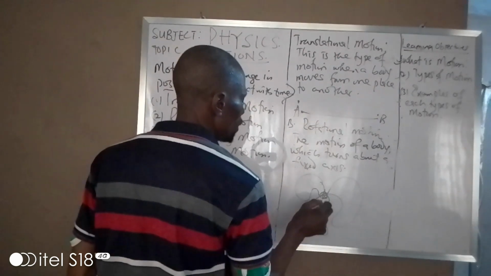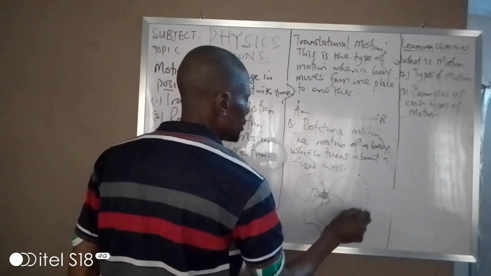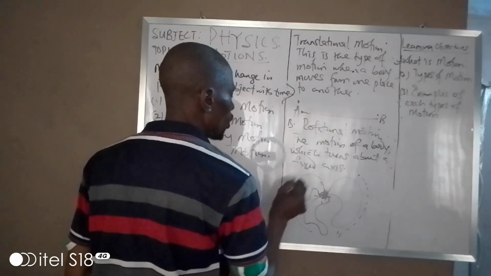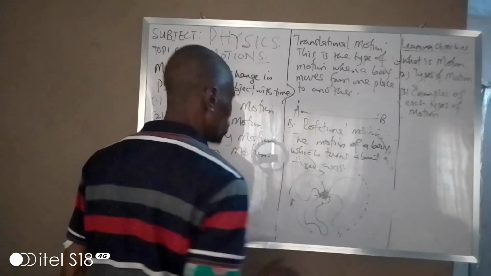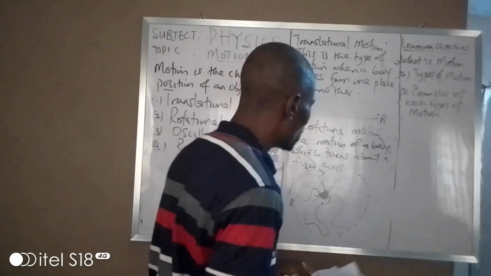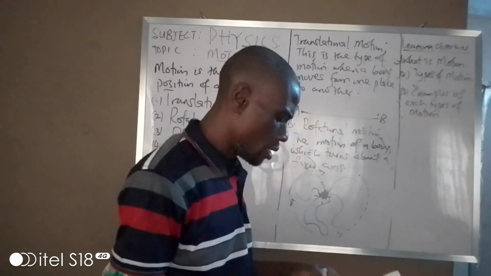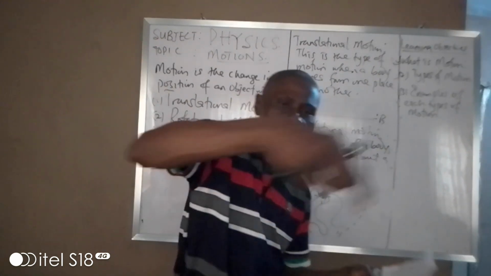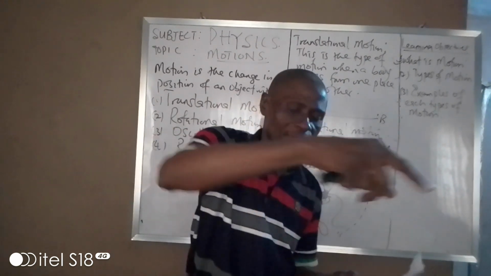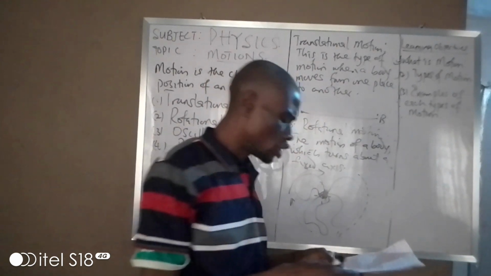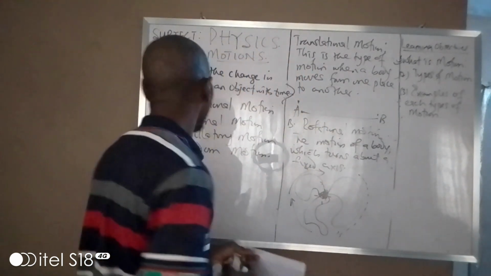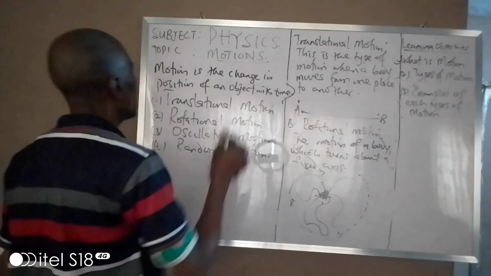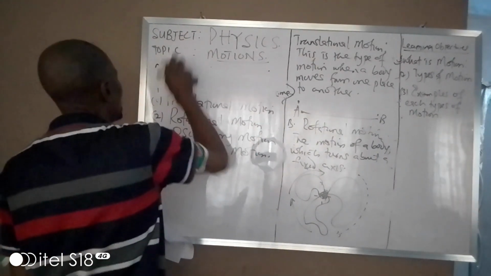So the movement like this, as it's rotating about this fixed point, is called a rotational motion. Rotational motion about a fixed axis. So the rotation of the Earth about its fixed axis is called what? A rotational motion. And then number 3, there's something called oscillatory motion.